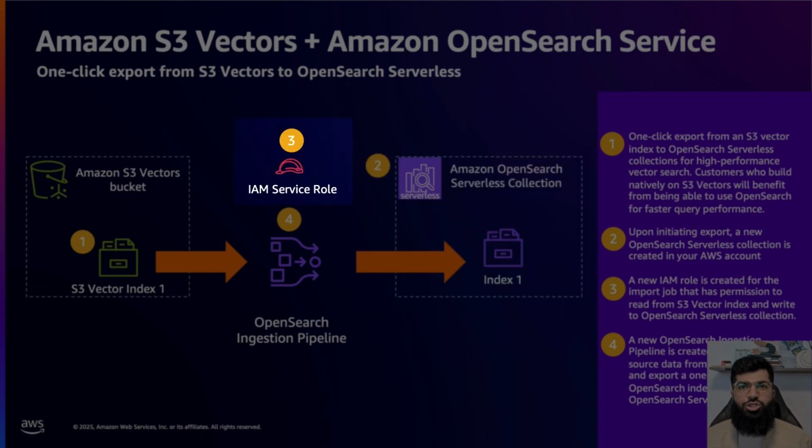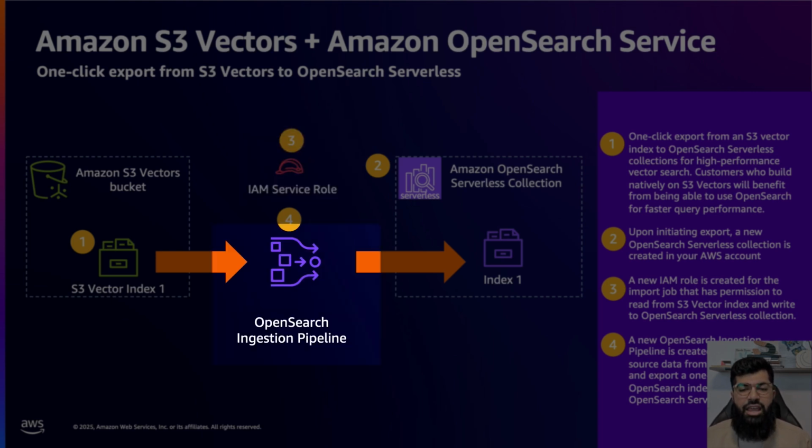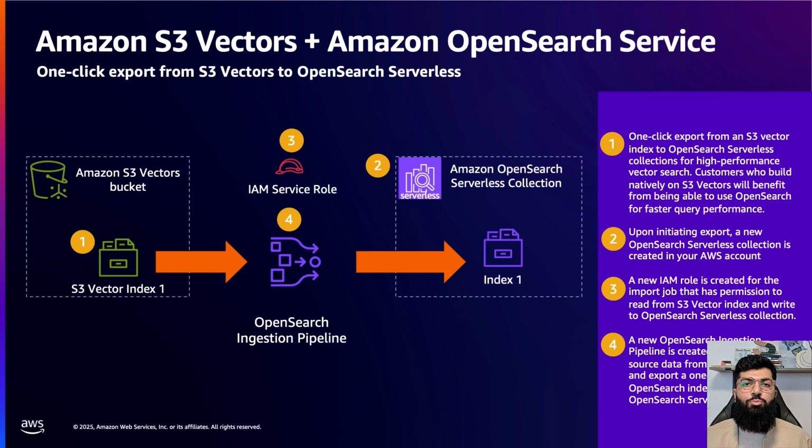An IAM role is created, or you can use an existing one, with permissions to read from S3 vectors and write to OpenSearch Serverless. An OpenSearch ingestion pipeline is set up to transfer data from S3 vectors to OpenSearch Serverless. This process is initiated with just a few clicks. The time it takes depends on the amount of data in your S3 vector index. Once the migration is complete, the ingestion pipeline stops automatically to avoid unnecessary resource usage. The result is a fully functional OpenSearch Serverless collection ready for high-performance vector search operations.